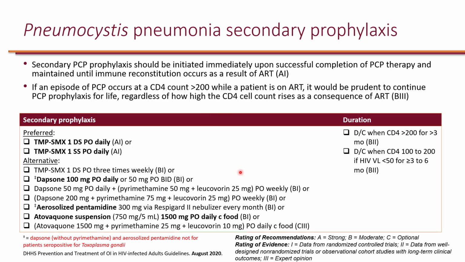And then once you finish treatment, the question is, do you need to prevent this from happening again? So there is such a thing as PCP secondary prophylaxis. So you basically give the same agents we use for primary prophylaxis, and you continue it until the CD4 count is greater than 200 for at least 3 months.